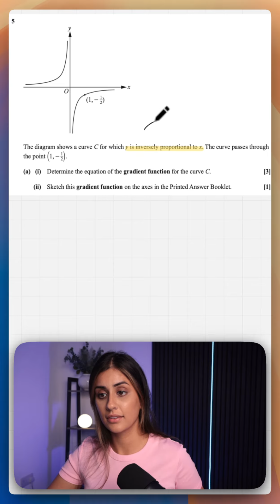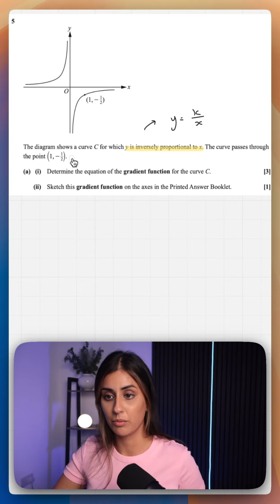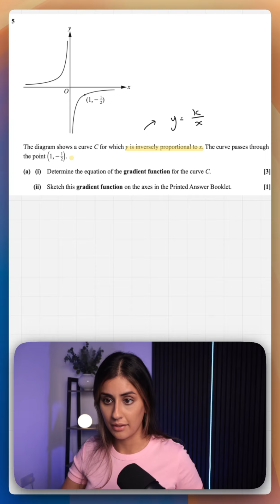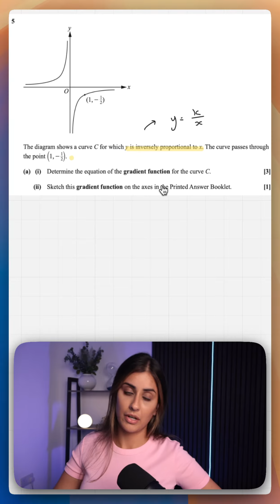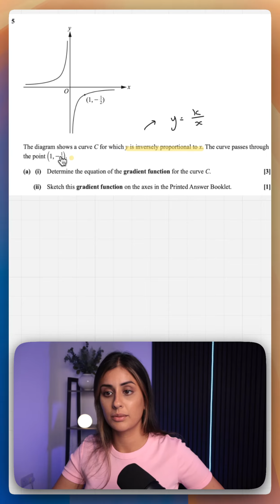What that means is y is equal to some constant k over x. The curve passes through the point 1 and minus a half. That will be used to help us find k. Determine the equation of the gradient function for the curve. We can't find the gradient function until we find what the curve is equal to, so let's plug everything in.